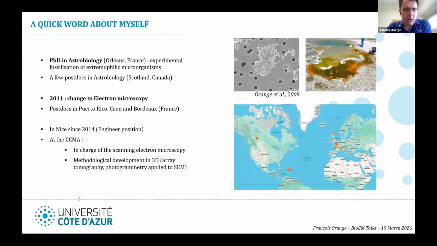And there, in the facility, I'm in charge of the scanning electron microscopy. And I like to do also some methodological development in everything that is related to 3D, like array tomography or photogrammetry applied to SEM.